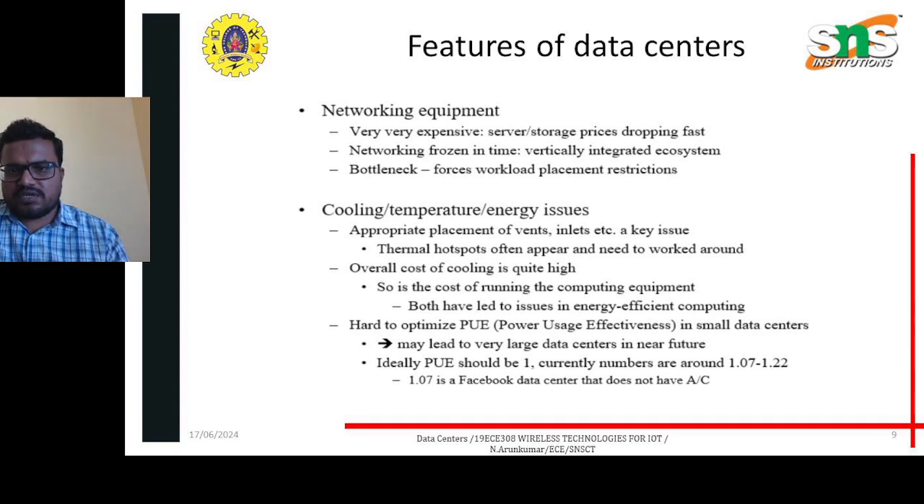And cooling, temperature, energy issues. Sometimes, in order to avoid blockage between the wires and intermediate lines, we need a temperature check and energy issues, cooling process. So we need to check all those issues. Then only we can get the original information.